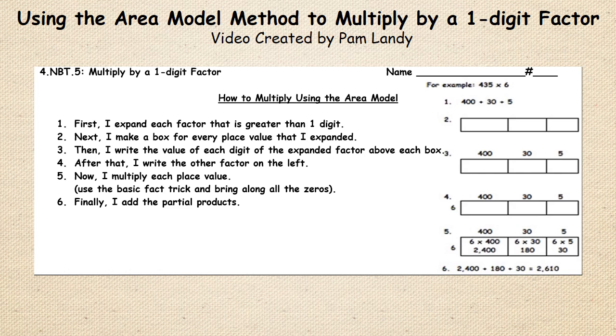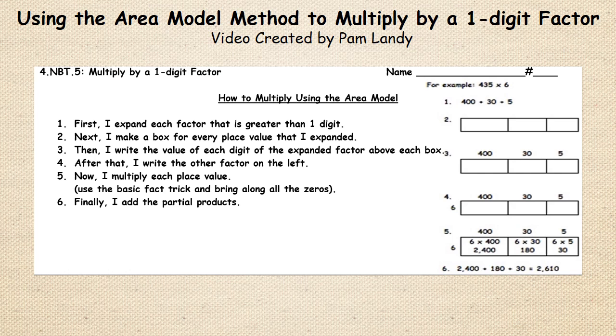Then, I would write the value of each digit of the expanded factor above each box. 400 on the top of the first box, 30 on the top of the second box, and 5 on the top of the third box. After that, I would write my other factor on the left. My other factor was 6.